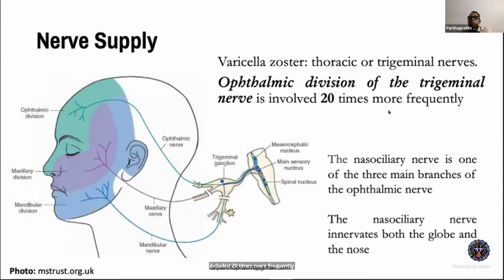Now, the nasociliary nerve, which is one of the three main branches of the ophthalmic nerve, you must be knowing the other two. The other two are the frontal nerve and the lacrimal nerve. Now, this nasociliary nerve innervates both the globe and the nose.